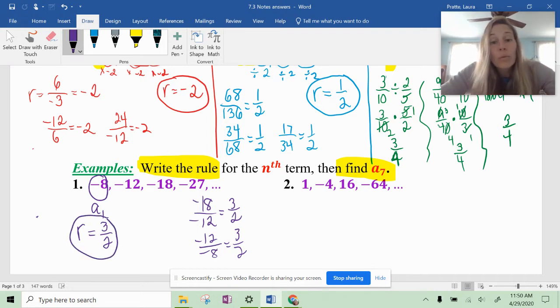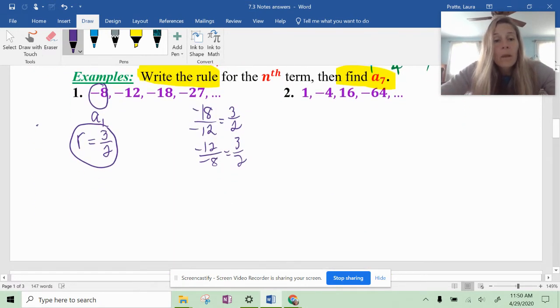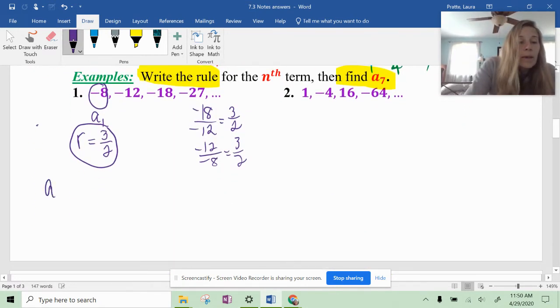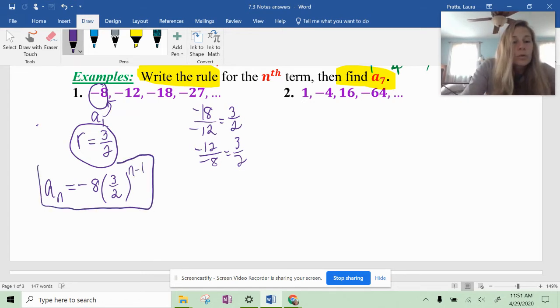So if I'm going to write my rule now, using the formula up here, right? So it's going to be A sub n equals my A sub 1, which is the negative 8, the R value, which, like I said before, I like to put in parentheses to kind of keep it separate. And then you're going to raise that to n minus 1. So this is what your rule would look like.